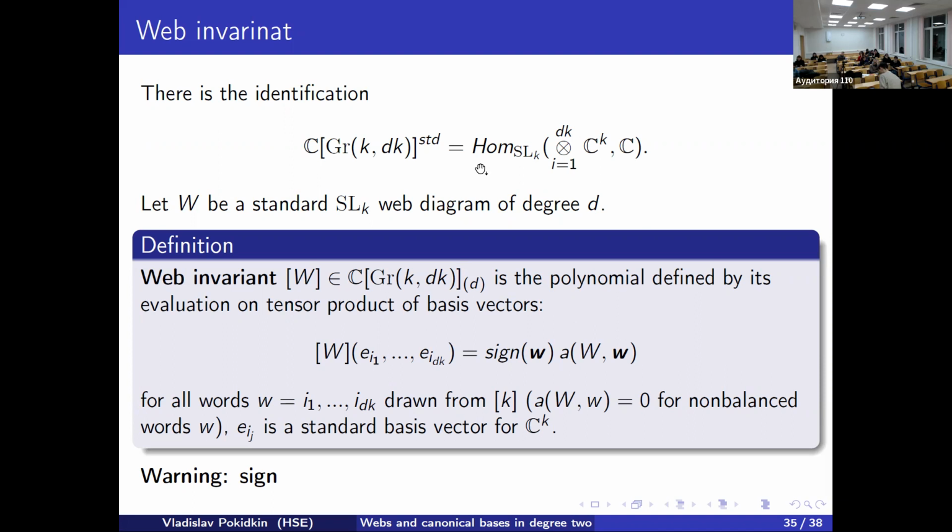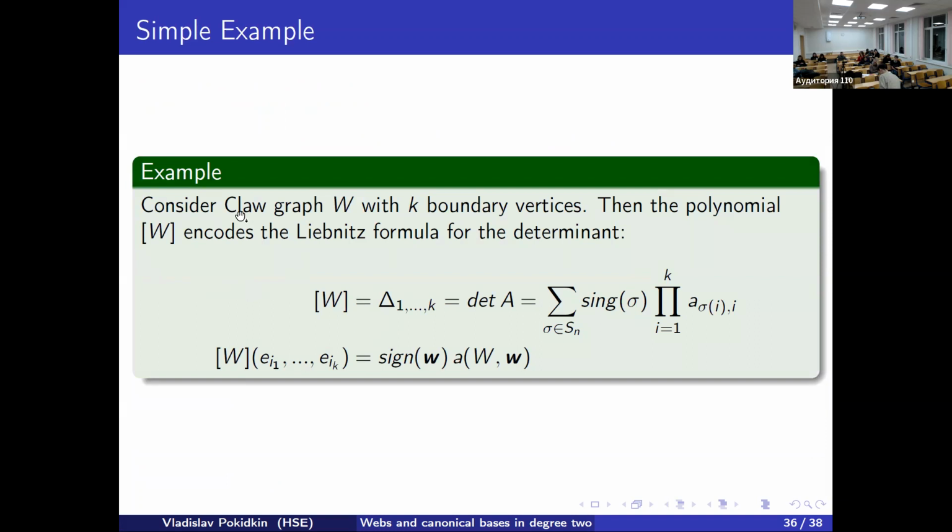But let's make a simple example of how it works. Of course, for future coordinates, it's really simple. But if we take a graph with one interior white vertex inside, this is more fun. We have only one interior vertex and k boundary vertices. For such a case, we just get a determinant formula.